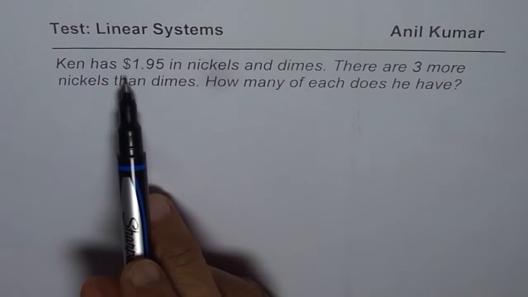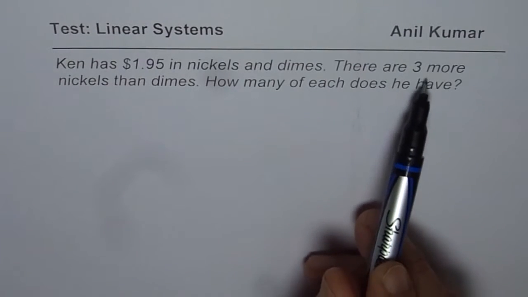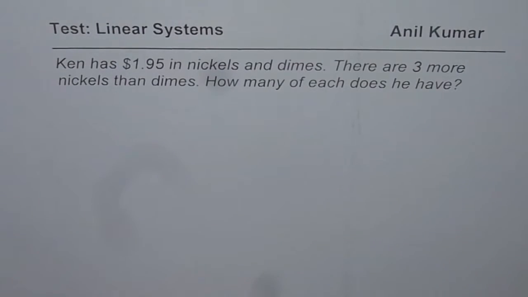Ken has $1.95 in nickels and dimes. There are 3 more nickels than dimes. How many of each does he have?